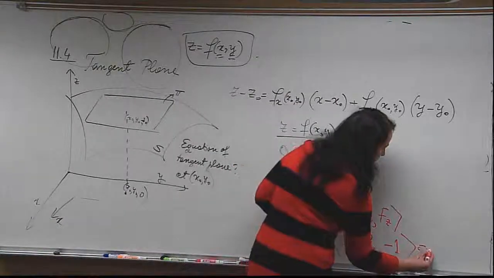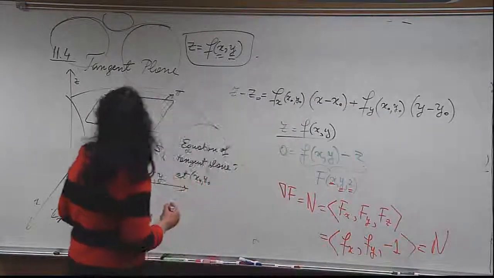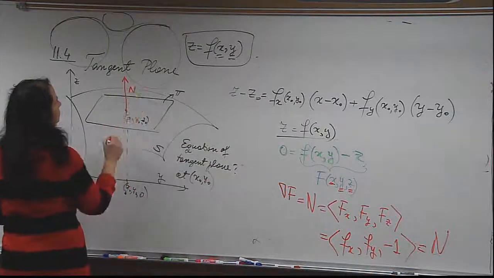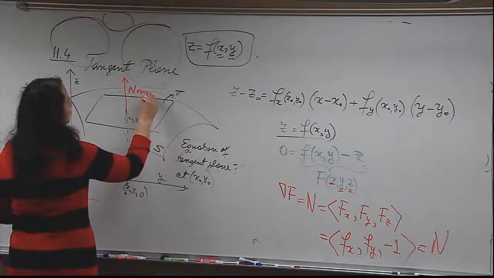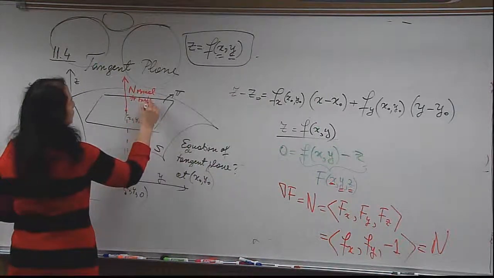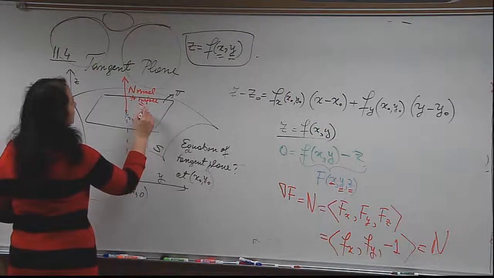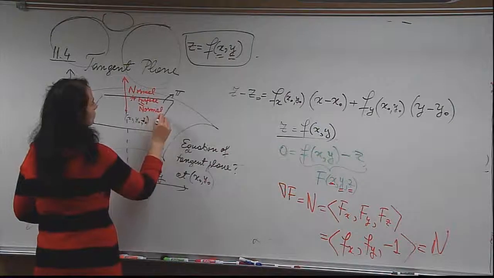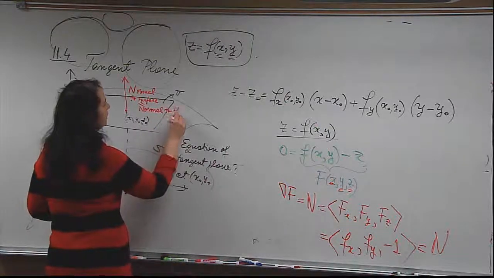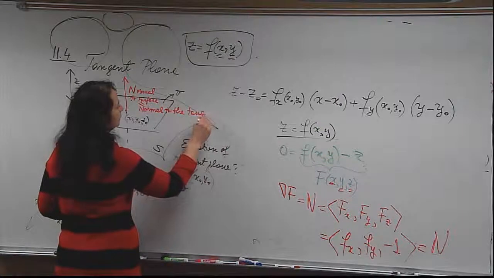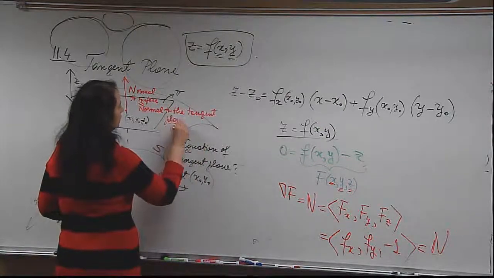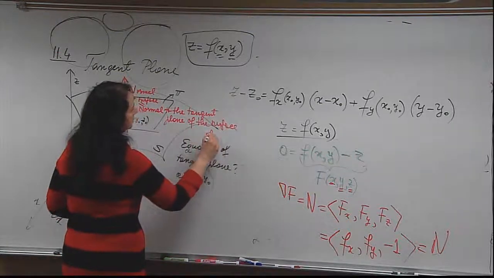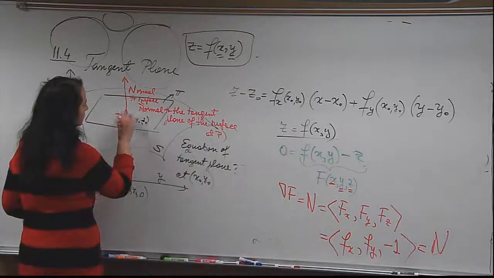This is the normal. Now, if somebody gives you the normal, there you are. You have the normal to the surface. Normal to the surface, what does it mean? It equals normal to the tangent plane to the surface. Normal or perpendicular to the tangent plane of the surface at that point. Who is the point? P.